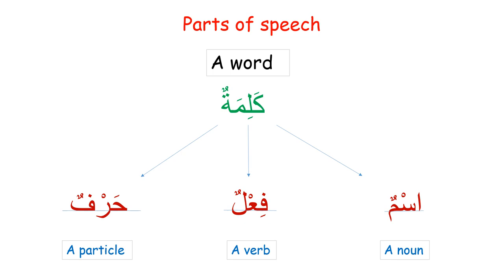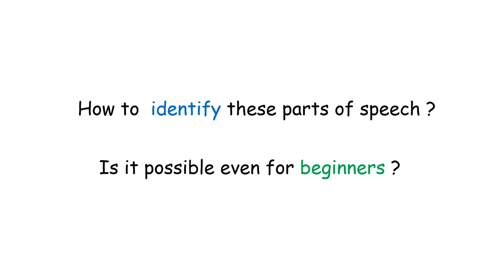And at this stage, it stands to reason that all of you are wondering how to identify these parts of speech, and is it possible even for complete beginners? Or, to put it differently, how do we differentiate between ismun, fi'lun, and harfun?